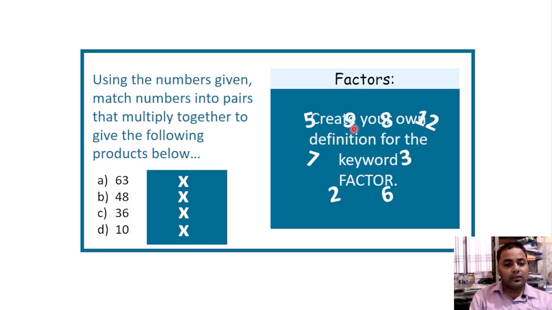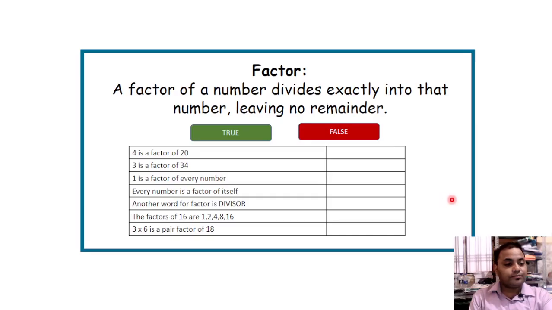Like 9 and 7 will form 63 in product form. Same here, 8 and 6 will form 48. Same here, 9 and 4 for 36, or 6 and 6 itself, and 12 and 3 will form 36, and for 10, 5 and 2. So here we can form the numbers by using the product of the given set of numbers.